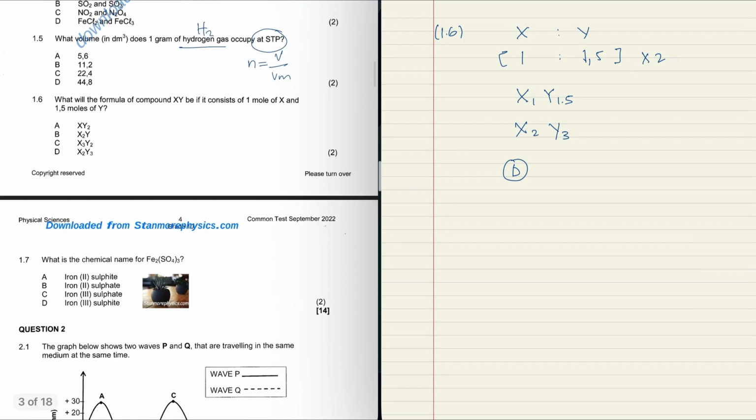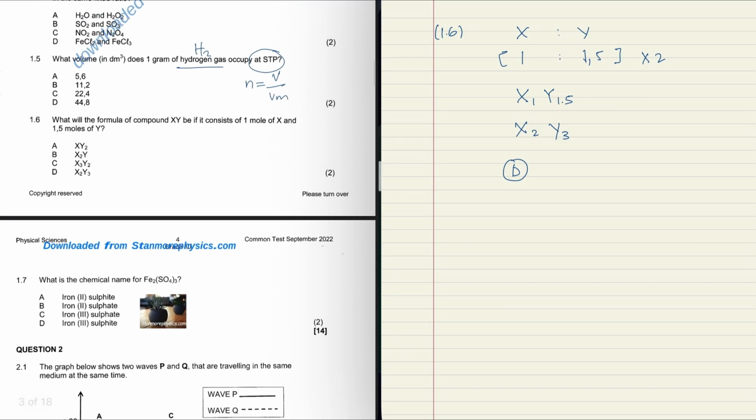Question 1.7. What is the chemical name for Fe2(SO4)3? We can eliminate A and B because SO4 is a sulfate ion, so A and D are out. We're left with B and C. So is it going to be iron 2 or iron 3? To figure it out, we have to do some calculations here.